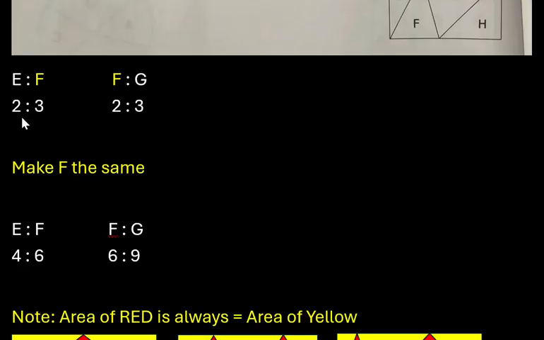In this case, I take the original 2 is to 3 and multiply by 2, and I get E to F is 4 is to 6. For F to G, 2 is to 3, I multiply it by 3 and I get F to G is 6 is to 9.